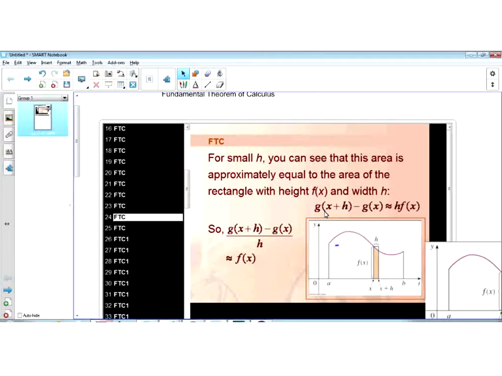So what next? Okay, so g of x plus h minus g of x is approximately equal to the width of the rectangle times the height of the rectangle. So I guess we could take the height of the rectangle to be at the left endpoint of the strip. So g of x plus h minus g of x is approximately equal to h times f of x for small h. And so if we divide both sides by h, we'll have g of x plus h minus g of x over h is equal to f of x. So in other words, the difference quotient of g is approximately equal to f of x.